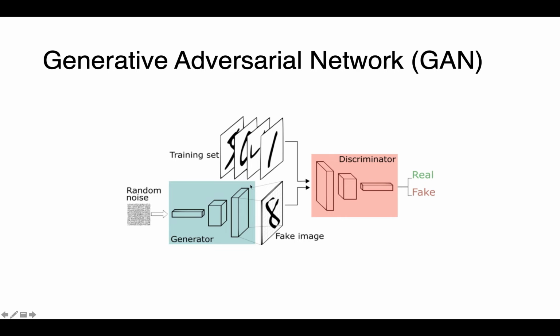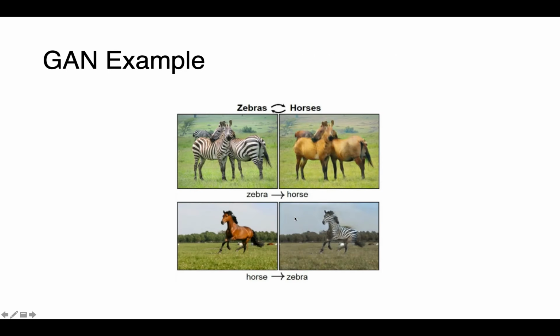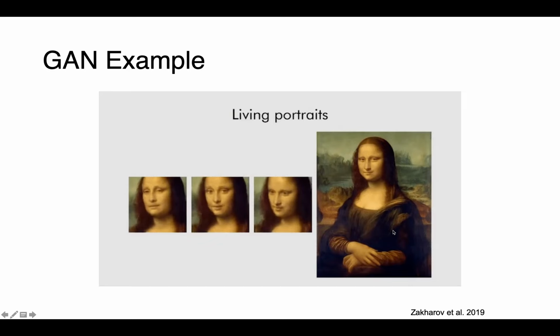So at the end, you will have a generator that's able to create images from noise. And this image is very similar to a real image. So for example, if you let the GAN learn to generate zebra texture from horse texture, then at the end it will be able to create zebra texture on any horse. And it looks very similar.